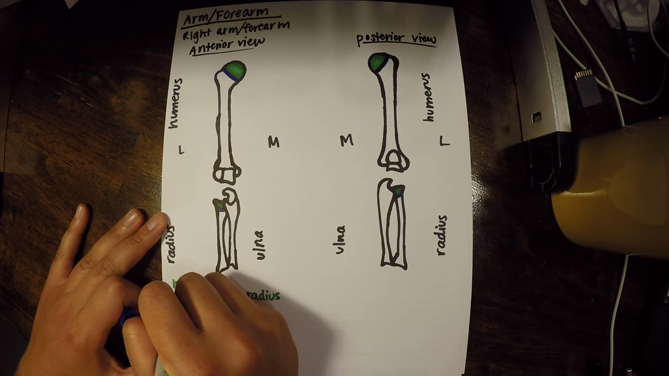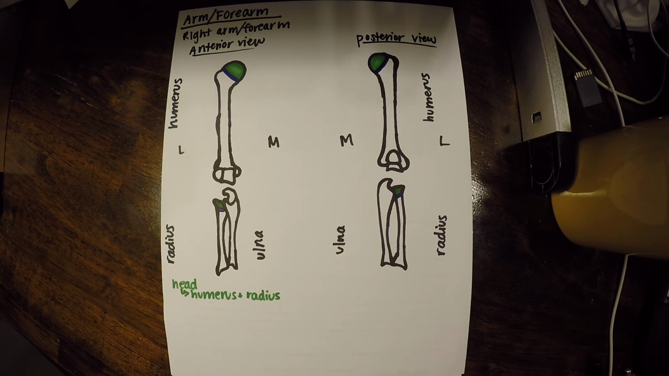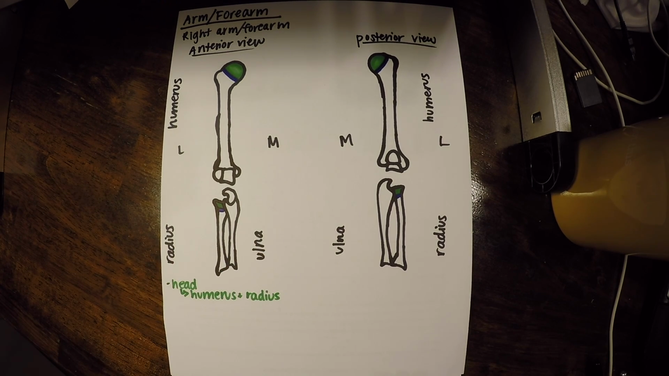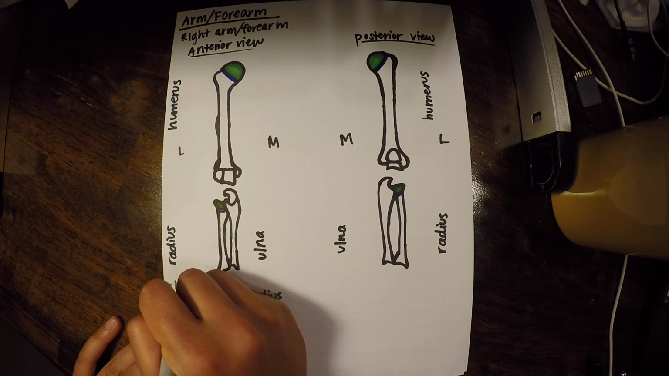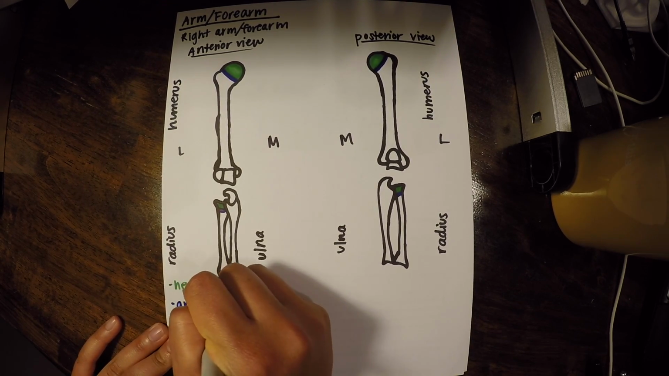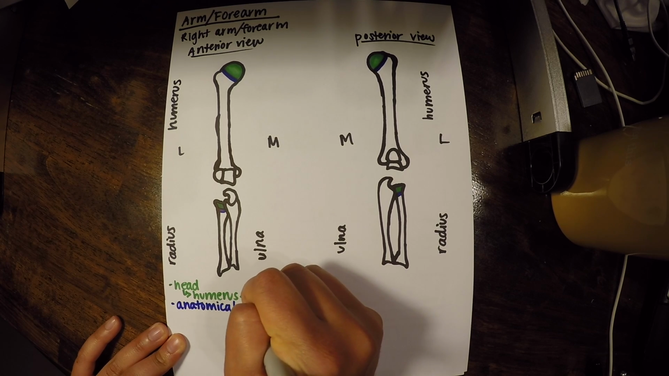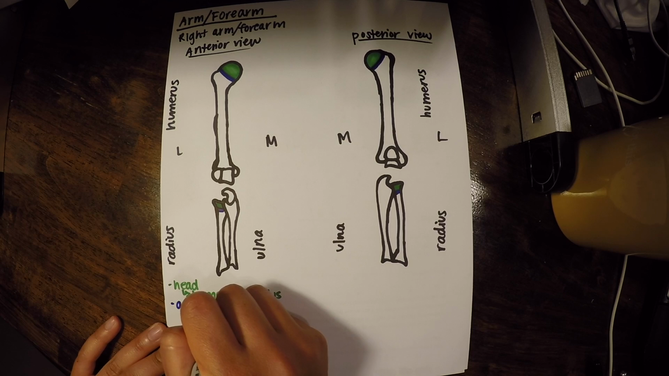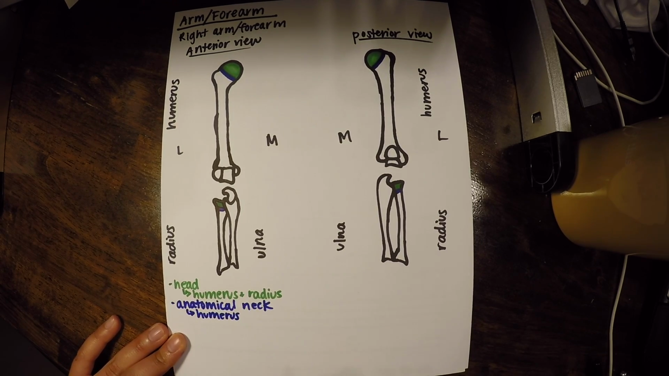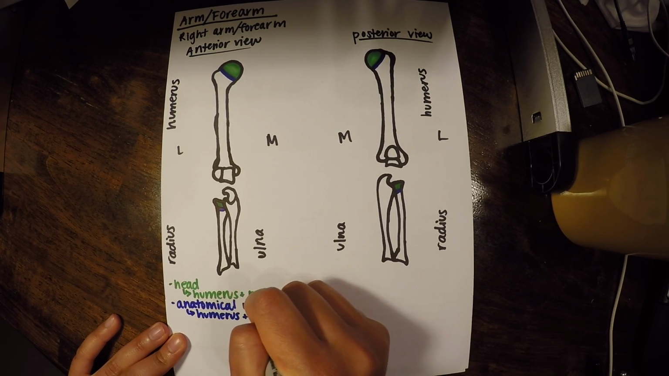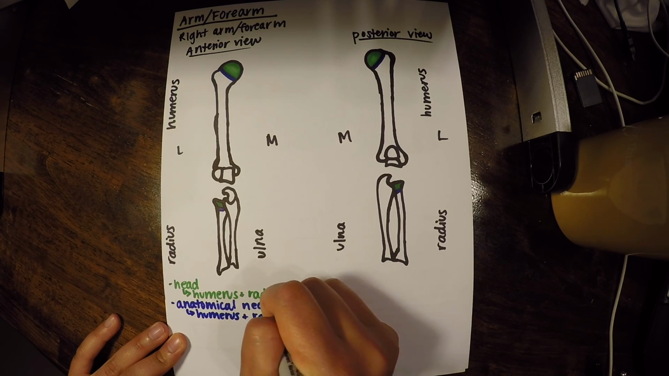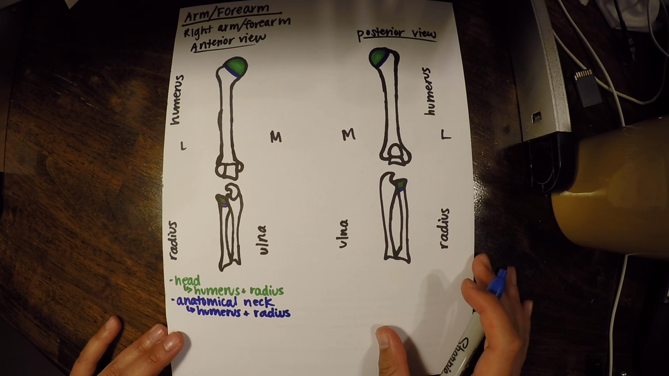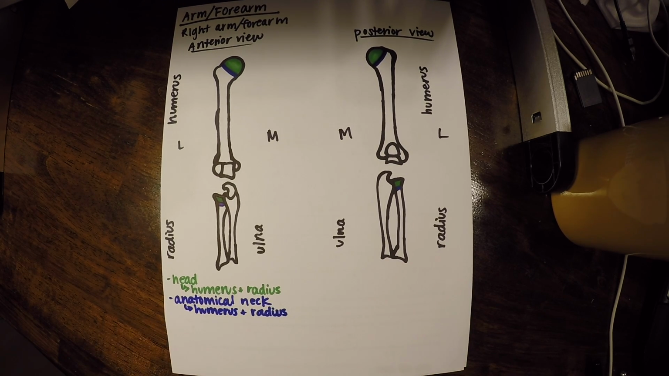So let's just write in, I always like to have bullets here so we know where we're at. There we go. Anatomical neck, and that is of the humerus. And we don't really call it the anatomical neck of the radius, we just call it the neck. But I'm going to include it as a group, just to keep things simple for us.